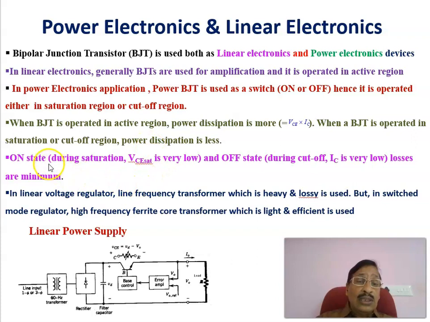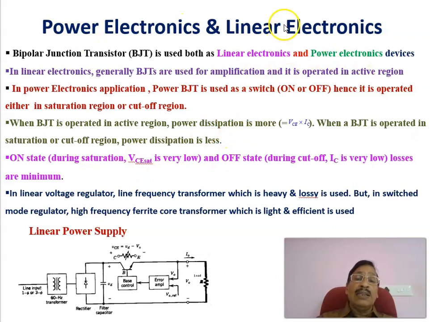Therefore, when it is working in a saturation region, the VCE will be very low. Similarly, when it is working in a cutoff region, the collector current is very small. That is why the product VCE times IC will be very low, and the power loss is minimal when it is working as a switching device or power electronics device.